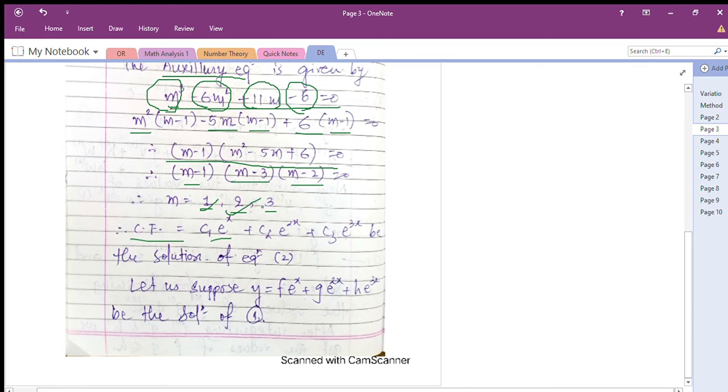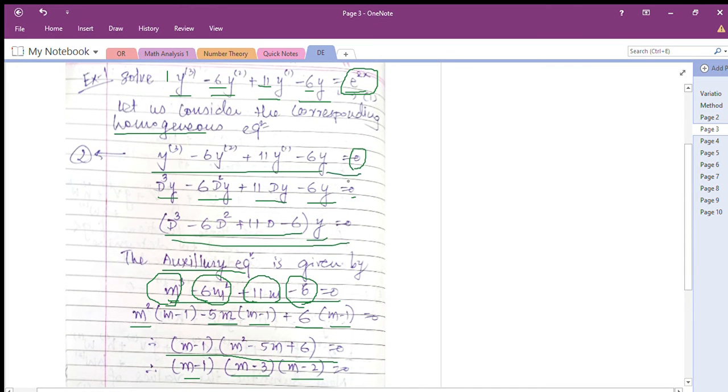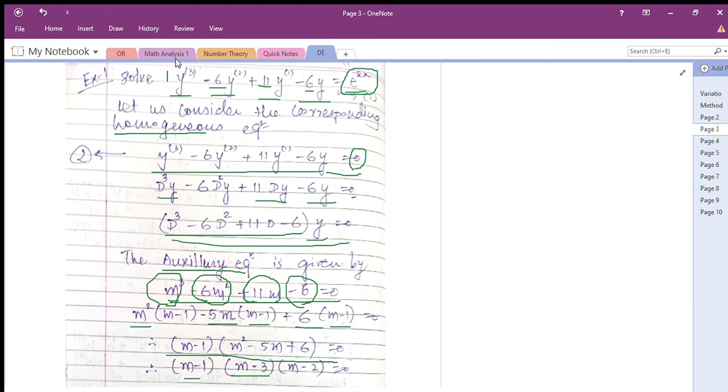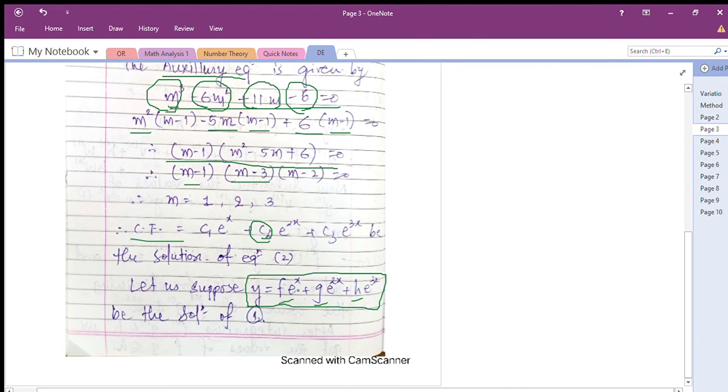Since 1, 2 and 3 are the distinct roots of the auxiliary equation, the solution, or we can say the complementary function, is c1 e raised to x, c2 e raised to 2x because of this 2, and c3 e raised to 3x because of this 3, which is the solution of the homogeneous differential equation, this one. Okay, now in place of c1, c2 and c3, let us consider f, g and h, and suppose that this is the solution of the given equation. Now what we will do is find y1, y2 and y3 and obtain three different conditions.